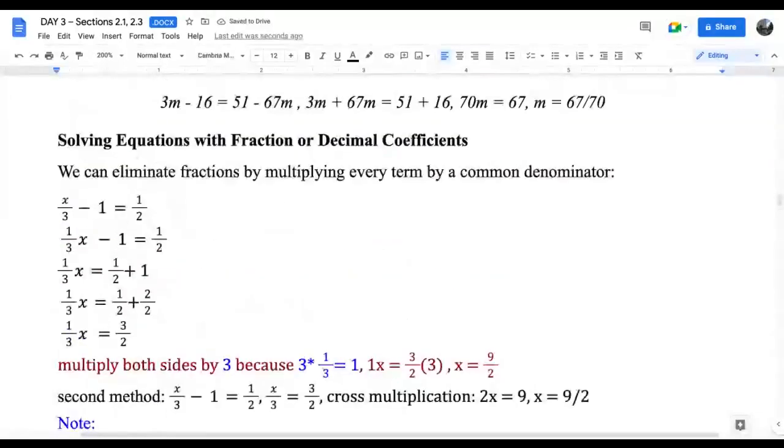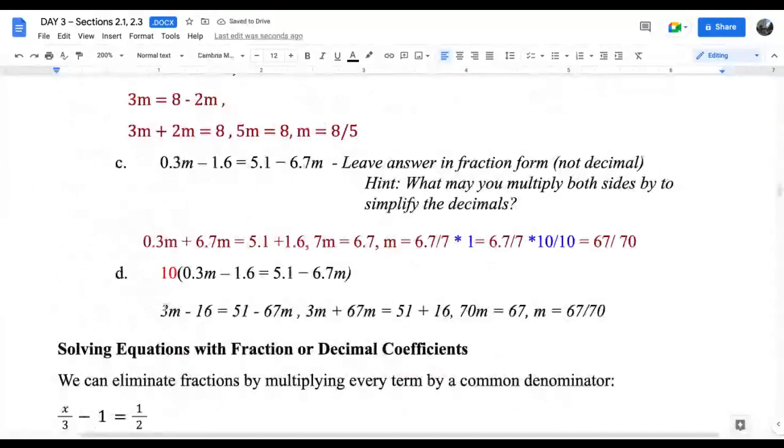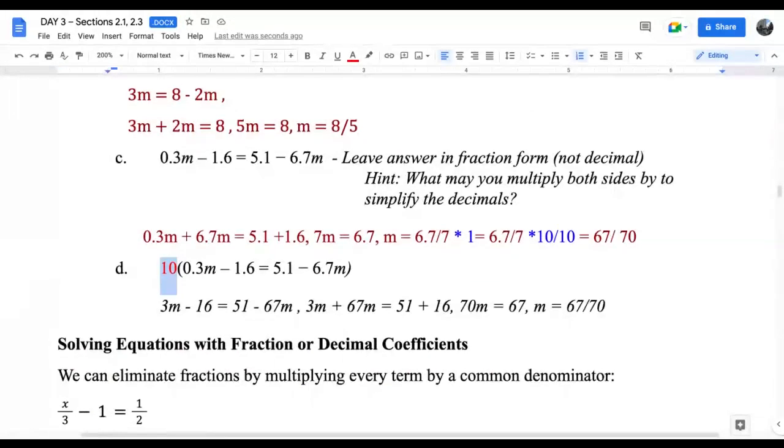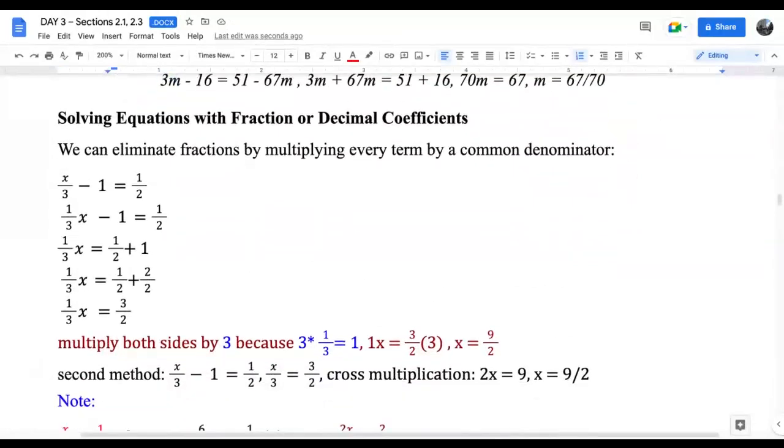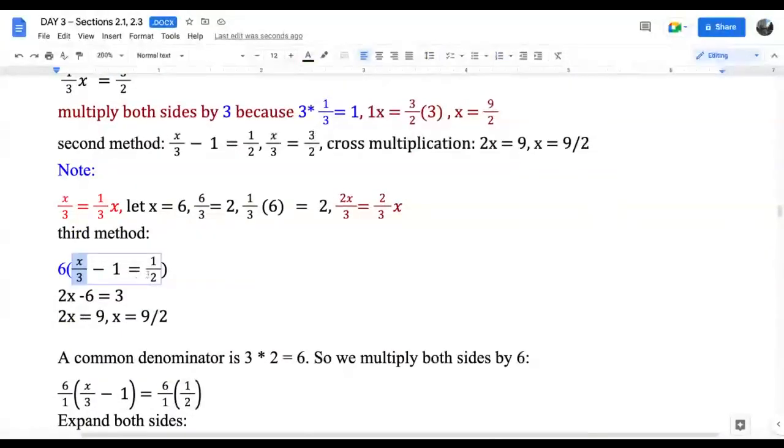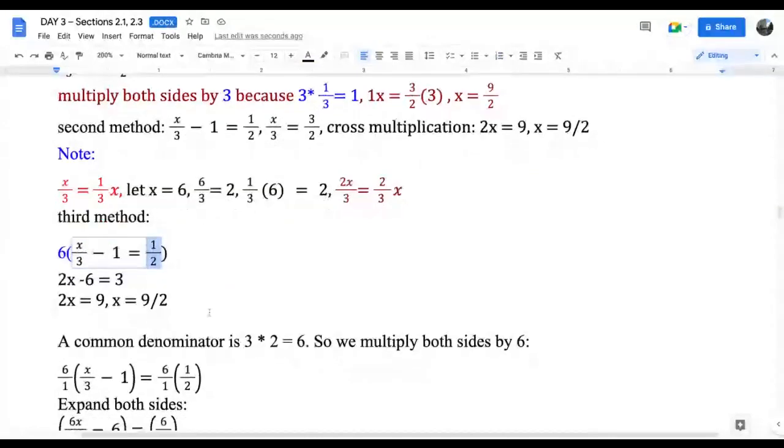Just like before, when we're dealing with decimals, we multiply by 10, right? We want to get rid of the decimals. Here, we want to get rid of the denominators by multiplying by their least common denominator.